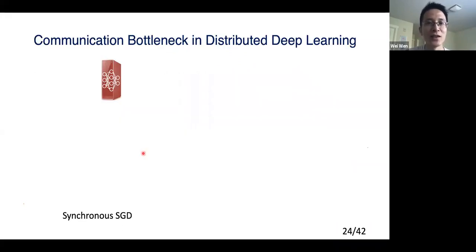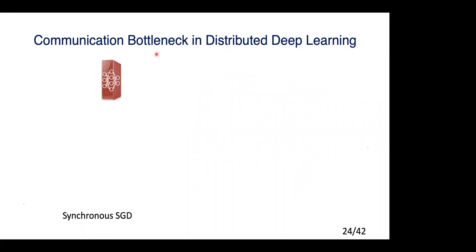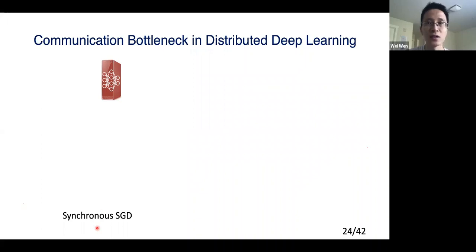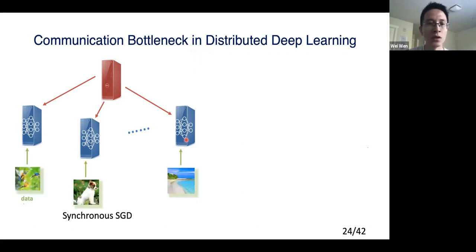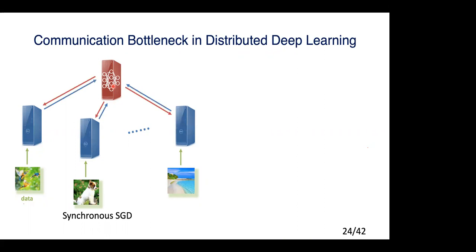So here is the statement on the communication bottleneck. In stochastic gradient descent, in distributed training, we have our central parameter server. First we send the parameters to different machines or workers, and each machine will use different data to train. After each training is done, they send the gradients back to the central parameter server for synchronization.